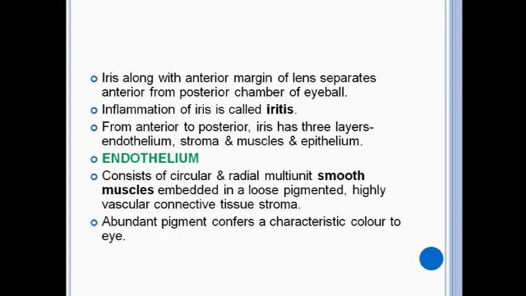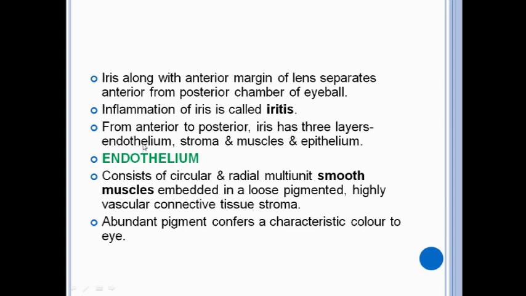Hence constriction and dilatation. So what happens when sphincter pupillae and dilator pupillae constrict and dilate? We will see this. Now, the iris, along with the anterior margin of your lens, separates the anterior from the posterior chamber of your eyeball, and inflammation of the iris is termed as iritis.